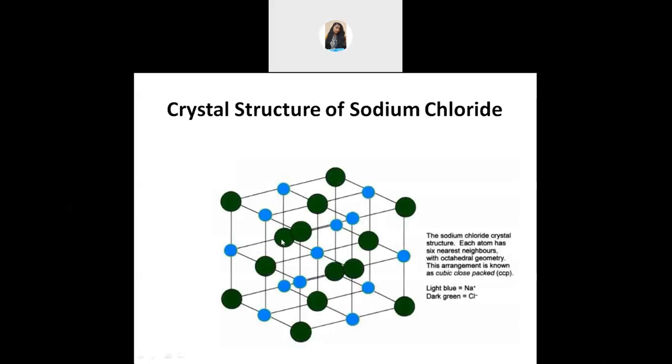So this one is a crystal structure of sodium chloride. You can take a screenshot because it looks so good. You can see two balls are present, one green ball and one blue ball. The blue balls denote sodium ions and the green balls are chloride ions.